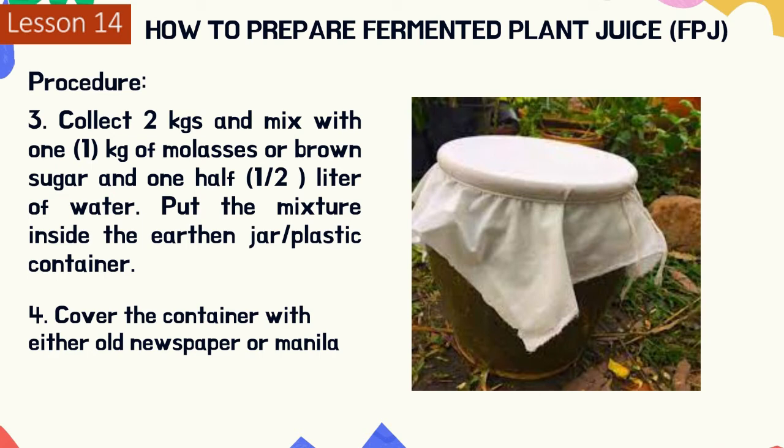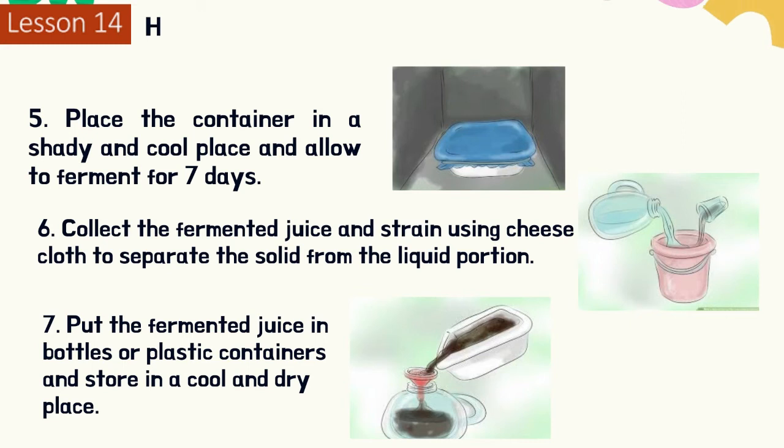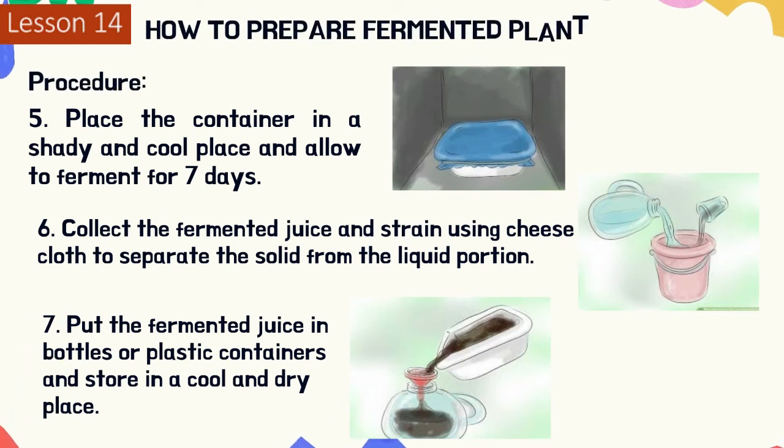and mix with 1 kilogram of molasses or brown sugar and 1/2 liter of water. Put the mixture inside the earthen jar or plastic container. Cover the container with either cold newspaper or Manila paper. Number 5. Place the container in a shady and cool place and allow to ferment for 7 days.